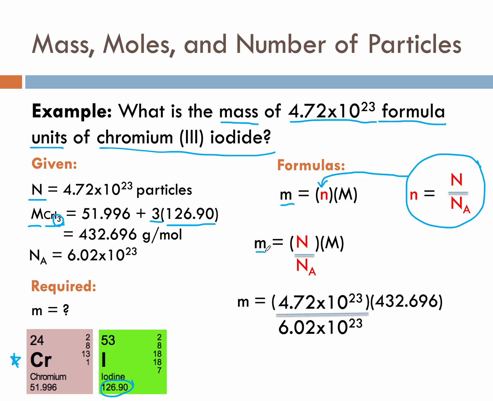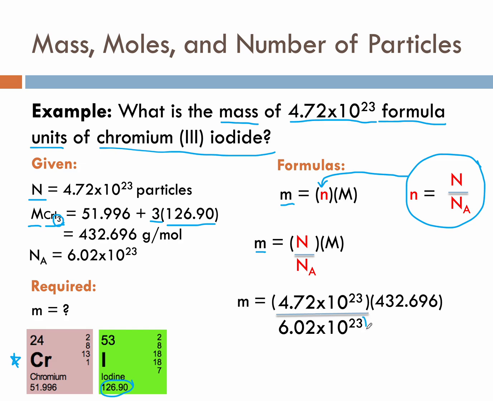I can plug all my numbers in. So you're going to want to plug in your number of particles, that's big N. Plug in Avogadro's number on the bottom. It's multiplied by the molar mass. The order does not matter with multiplication and division. So if you multiply these first and then divide, or you divide and then multiply, it doesn't matter as long as you're dividing by Avogadro's number.